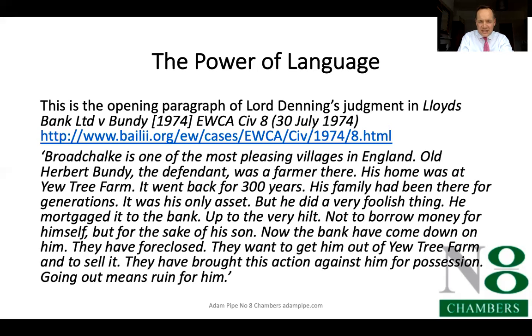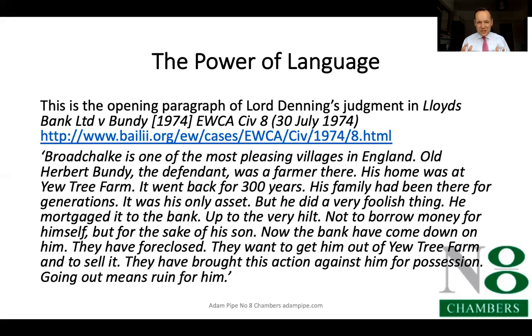Old Herbert Bundy, the defendant, was a farmer there. His home was at Yew Tree Farm. It went back for 300 years. His family had been there for generations. It was his only asset. But he did a very foolish thing. He mortgaged it to the bank, up to the very hilt, not to borrow money for himself, but for the sake of his son. Now the bank have come down on him. They have foreclosed. They want to get him out of Yew Tree Farm and sell it. They have brought this action against him for possession. Going out means a ruin for him.